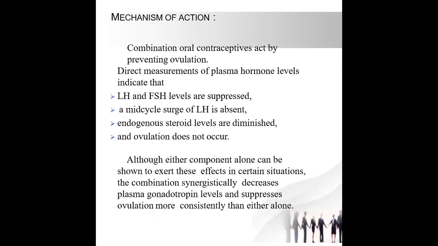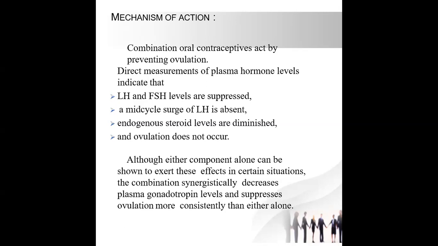Now, when you look into the mechanism of action of these combined oral contraceptive pills, they act by preventing ovulation, where direct measurements of the plasma hormone levels indicate that luteinizing hormone and follicle stimulating hormone levels are suppressed. The mid-cycle surge of LH is absent. Apart from that, endogenous steroid levels are also diminished.